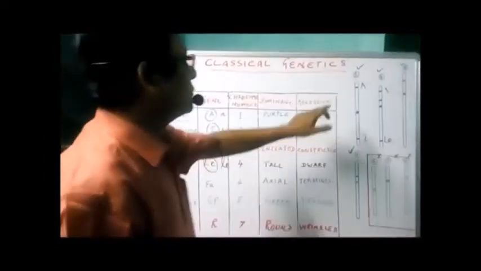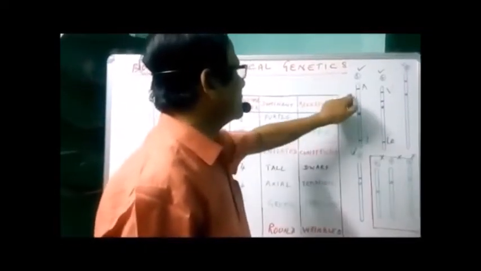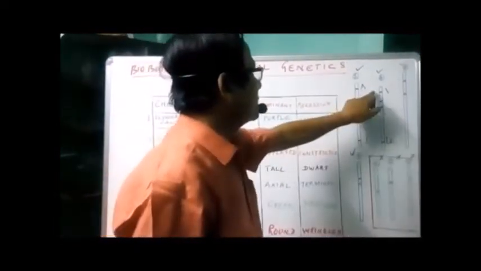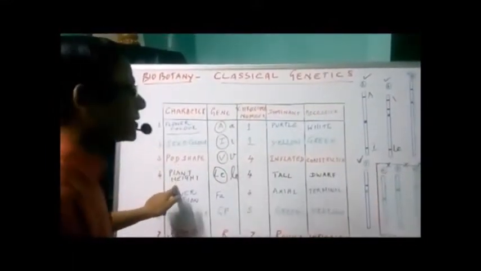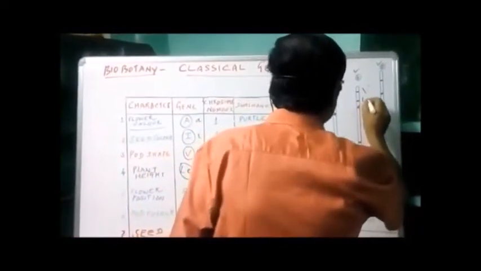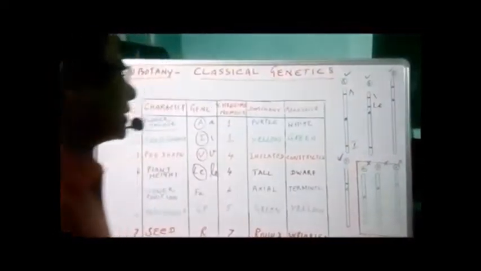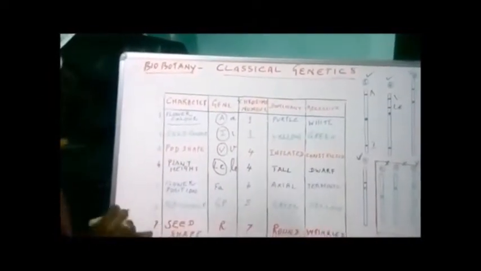So the genes for flower color and seed color are located in chromosome number 1. The genes for the pod shape and also the plant height. Now this is the gene for plant height. I made a mistake. Now listen here. It is here, the gene for plant height. And we also have the flower position.